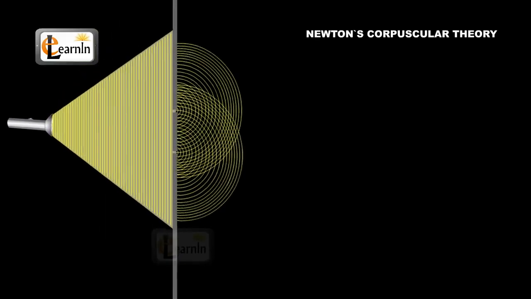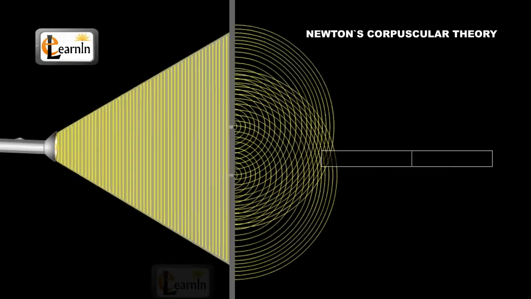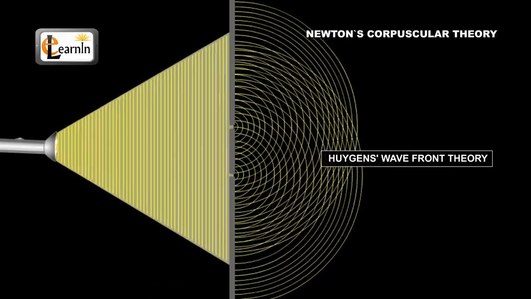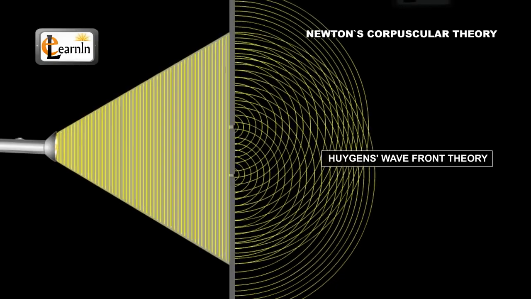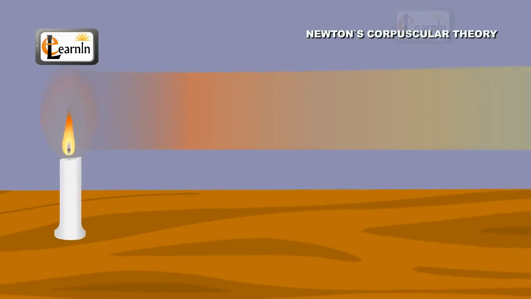However, after 100 years of existence, it later gave way to the more popular Huygens wavefront theory that could explain some of the limitations of Newton's corpuscular theory. Newton's corpuscular theory of light states the following.